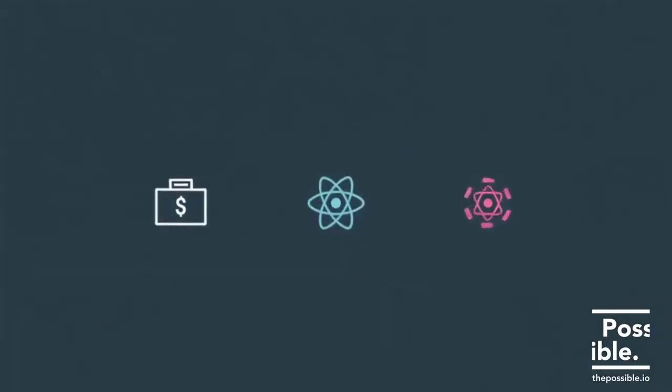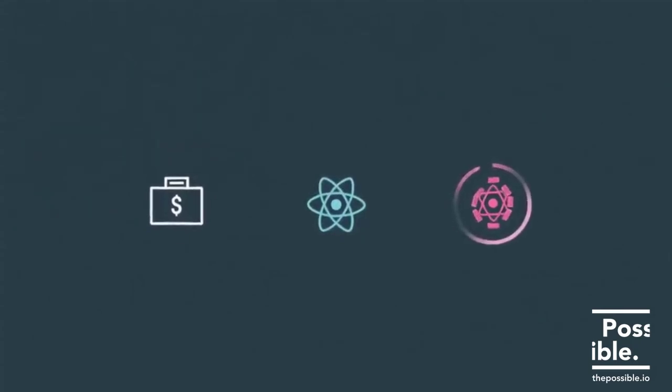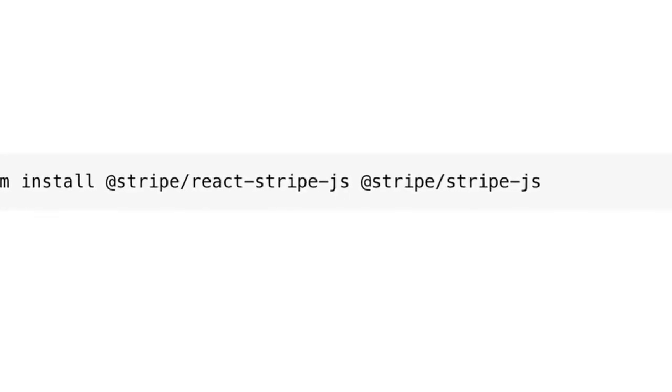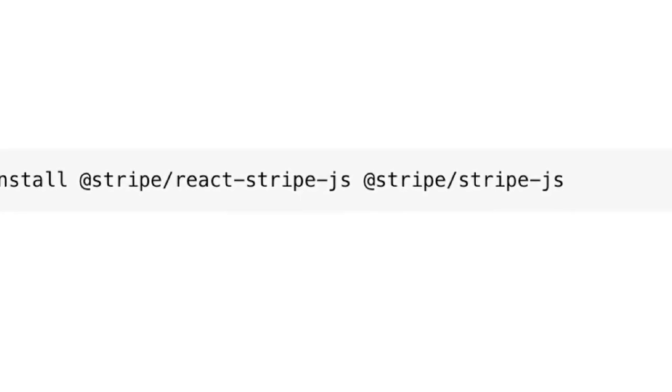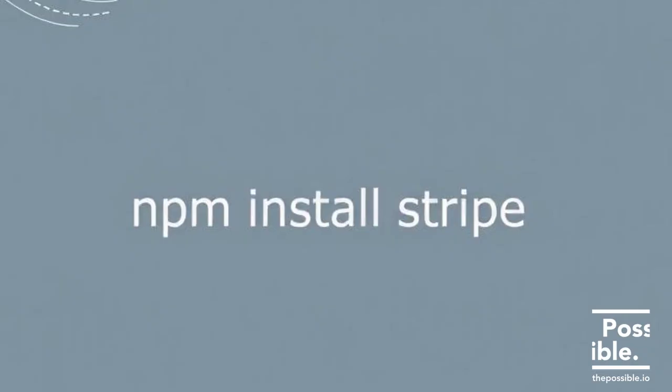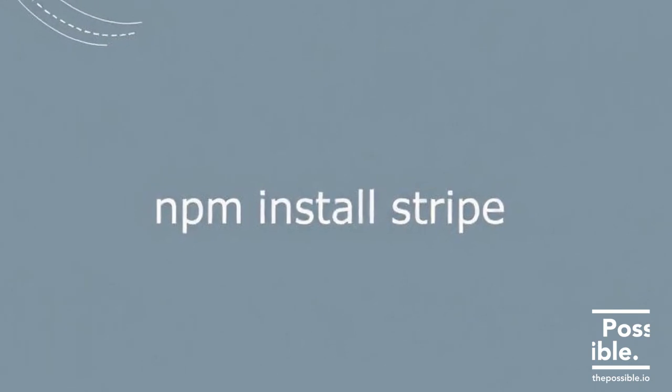Here are the setup steps you'll need to do. Set up API keys in Stripe. You'll need both the secret key and the publishable key. Install the Stripe React.js SDK and Stripe.js SDK on your front end, and the Stripe Node.js SDK on your back end.